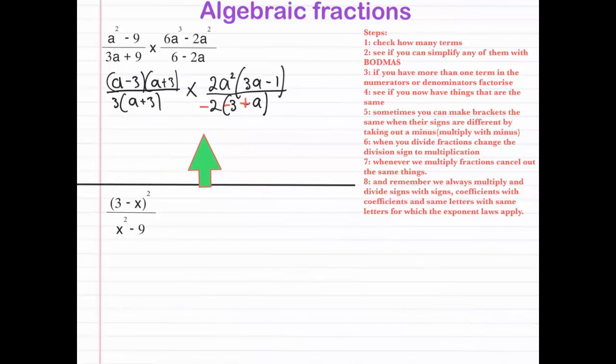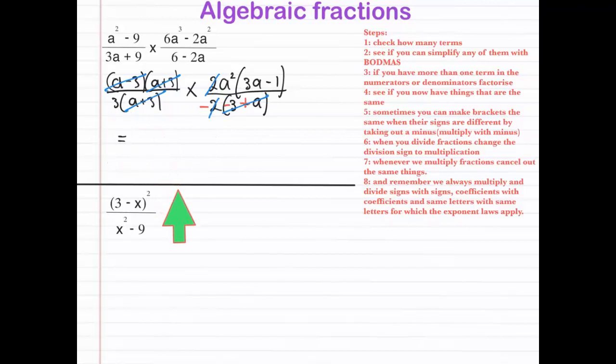And I'll do it in blue. So that one with that one, because they're now exactly the same. That one with that one, because they are the same. Okay, and then what is left? There I have a 2a squared, and there's a 2. The 2 and the 2 can also cancel. There we go. And then what is left? A squared, 3a minus 1 on the top, and a minus 3 at the bottom.